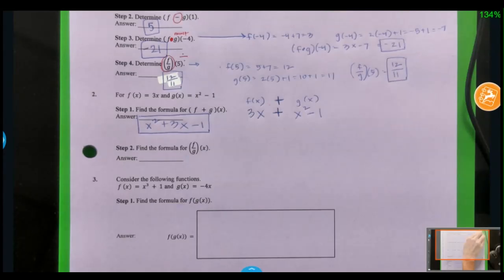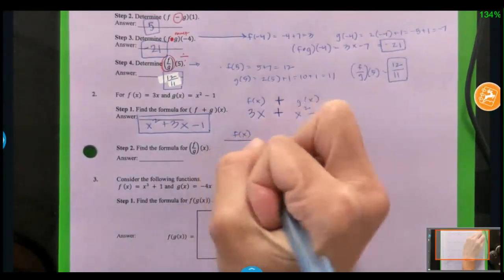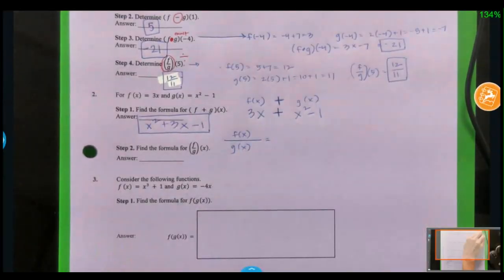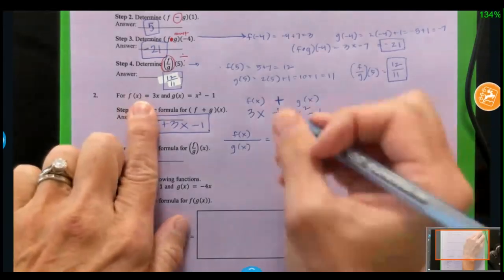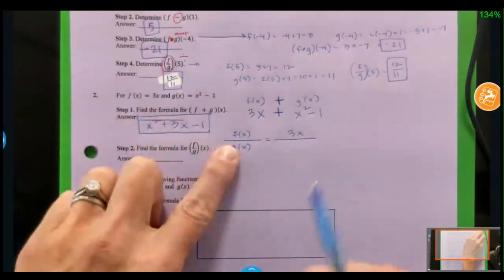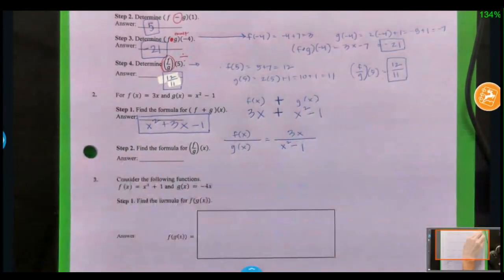All right, the next one is very similar. Notice we're being asked to divide them. So this is saying take f of x and then divide it by g of x. Well, I don't have a nice, neat number to plug in. So I just copy down what f of x is. F of x is 3x. And then I copy down what g of x is. That's x squared subtract 1.